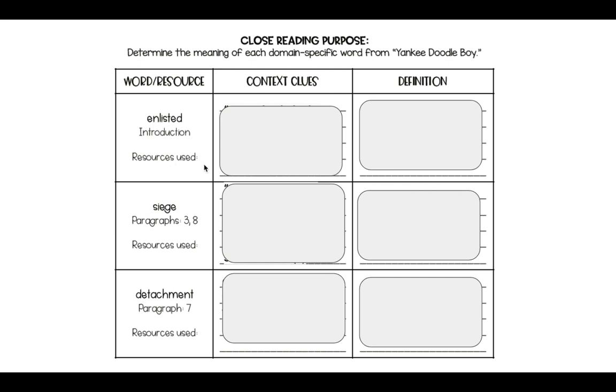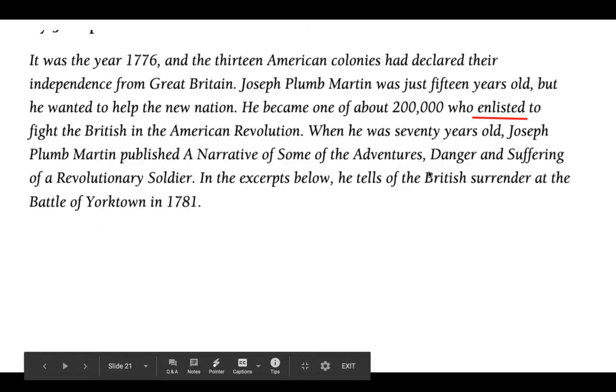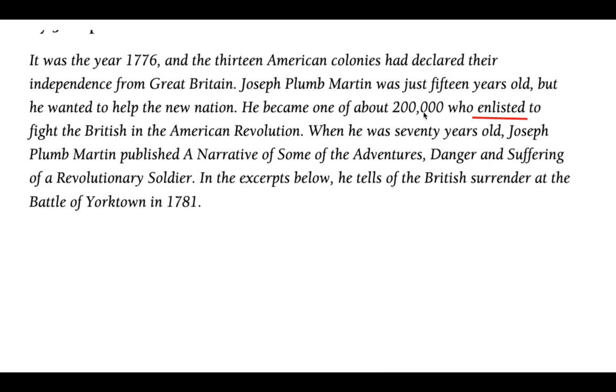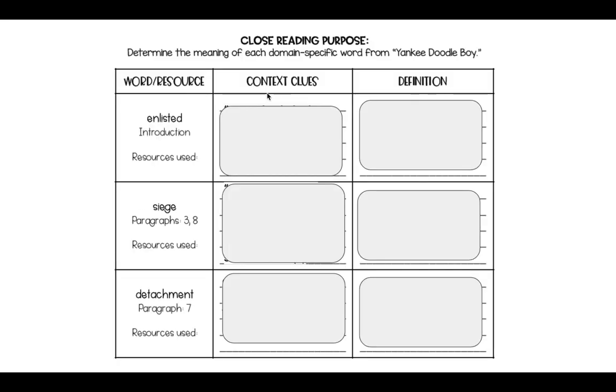And remember, because you're going to be taking straight from the text, you do need to put them in quotation marks, okay? So he became one of the 200,000 who enlisted to fight the British in the American Revolution. So I want you to look through the rest of this paragraph and think to yourself, what might be some context clues that tell me what enlisted means? Put them into this page, and when you're ready, turn the video back on so that we can take a look together at the context clues that I found.